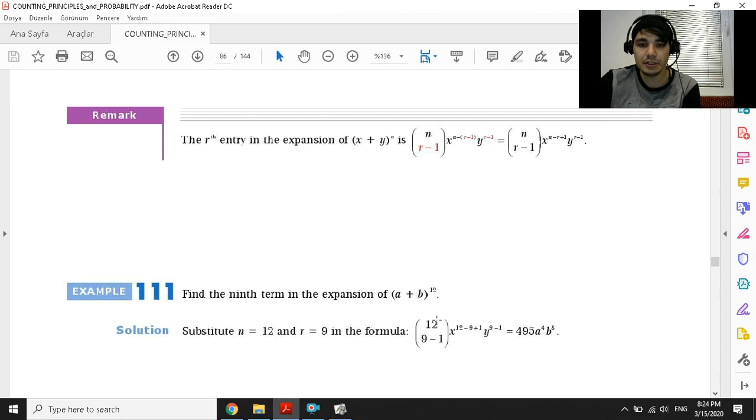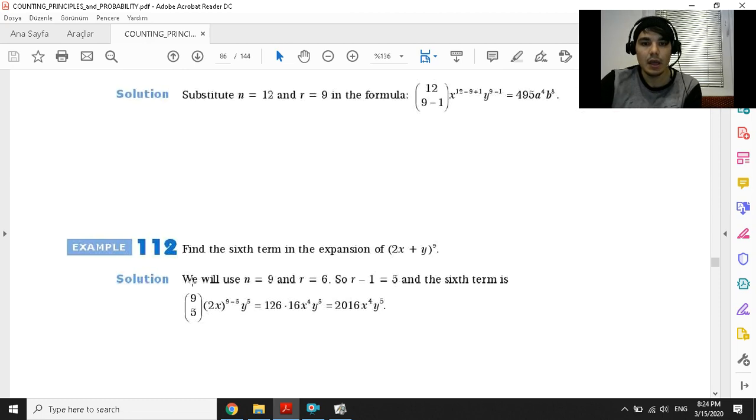So it's gonna be combination 12, r minus 1, which is 9 minus 1, times x to the power of the difference between n and r minus 1, and after that, we will find y to the power of r minus 1. So combination 12, 8 will be 495, and x to the power of 12 minus 9 is 3, plus 1 is 4. The power will be 4. What is the first expression? A. So we will take a to the power of 4, and the second, b to the power of 8. Okay, I like it.